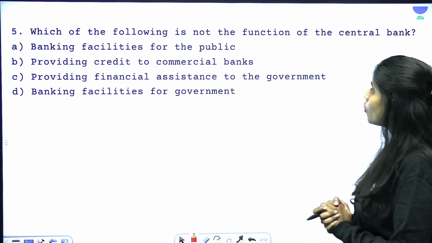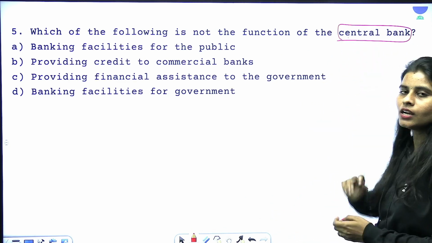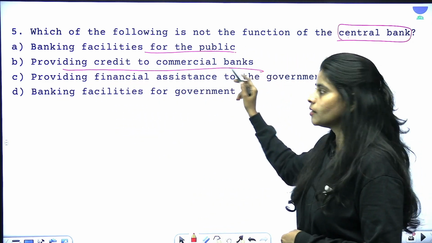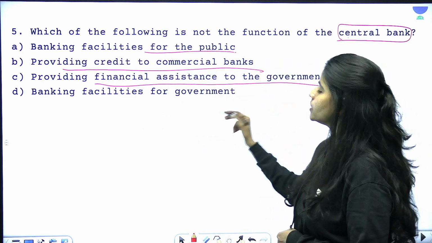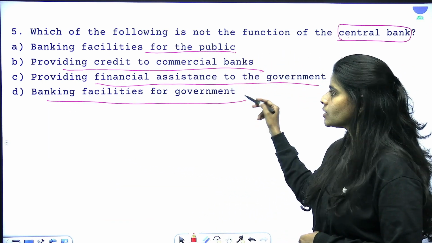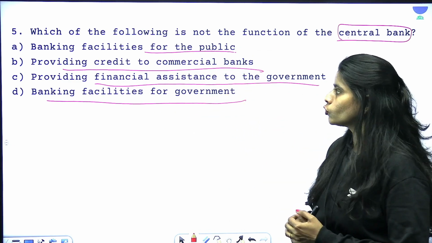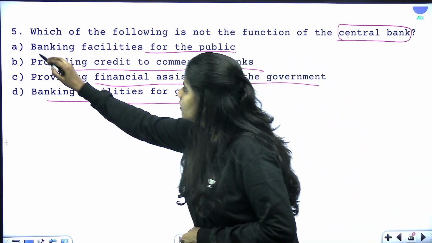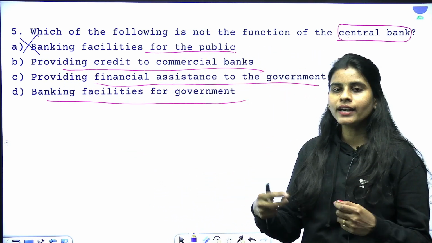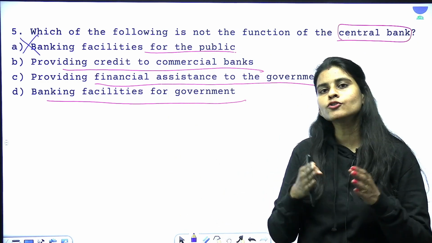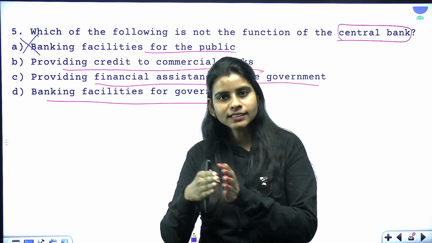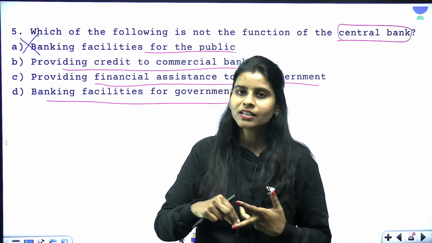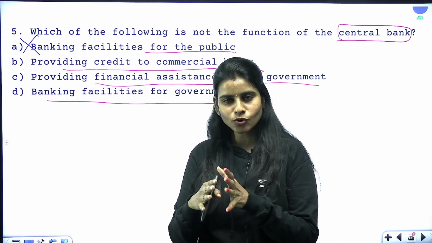Which of the following is not the function of the central bank? Banking facilities for the public, providing credit to the commercial banks, providing financial assistance to the government, banking facilities for the government. Looking at all these 4 options, it is clear that option A is not true. Why? See, RBI has nothing to do with providing the banking facilities for the public, but it has to do with banking facilities for the banks as well as for the government. That is why we say RBI is the bankers' bank, banker to the government, lender of last resort, all those things, right?